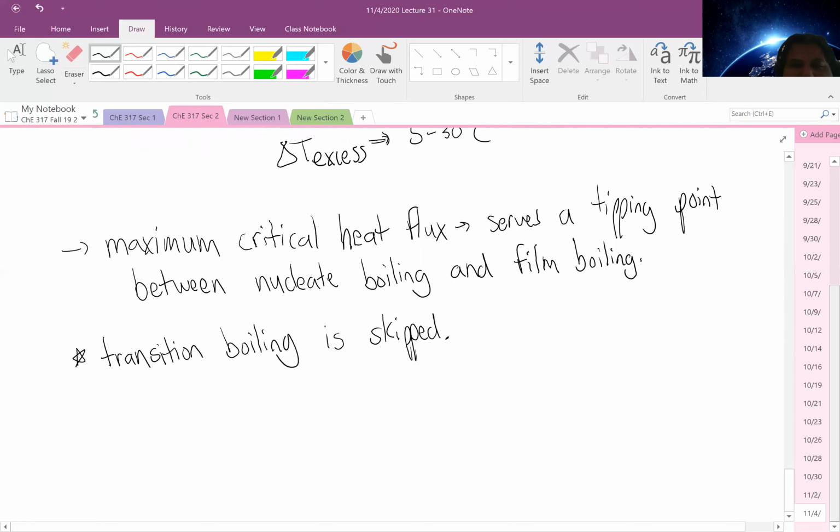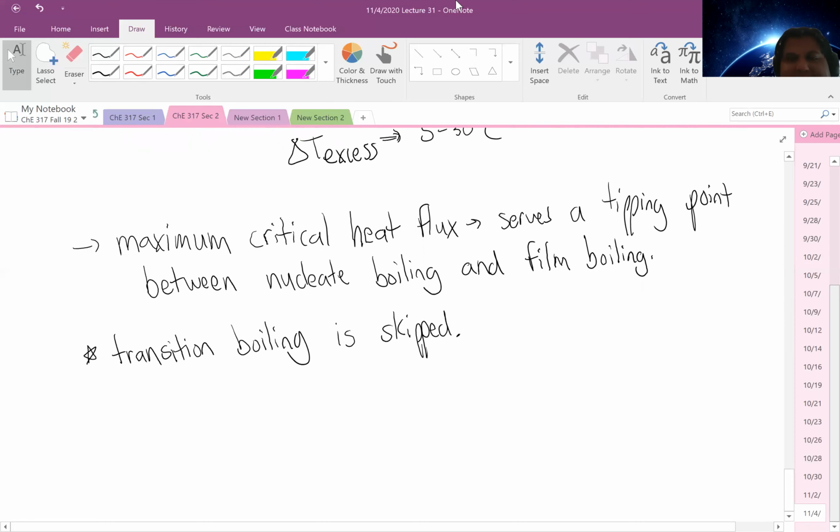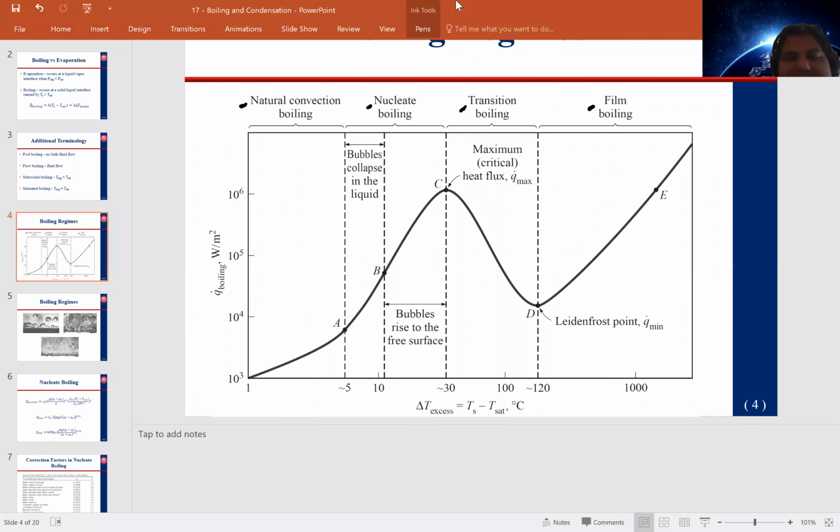And so if I were to go back to my boiling curve, here I'll give you a good pen color to get this. The typical path looks like this. And what we find is that our system will immediately jump from C, our maximum critical heat flux, to point E in the film boiling regime. And the other implication of this is that our delta T excess at the maximum critical heat flux is somewhere on the order of 30 degrees C.